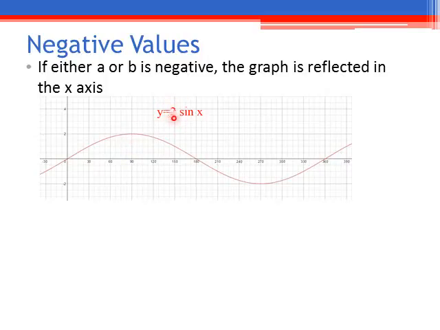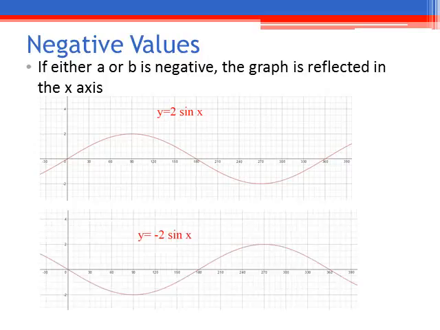If I make this number a negative number, it's simply going to flip everything over. So instead of going up to start with, it's going to go down to start with. Instead of this being a positive 2, it's going to be a negative 2. So we're going to end up with a graph that looks like this.